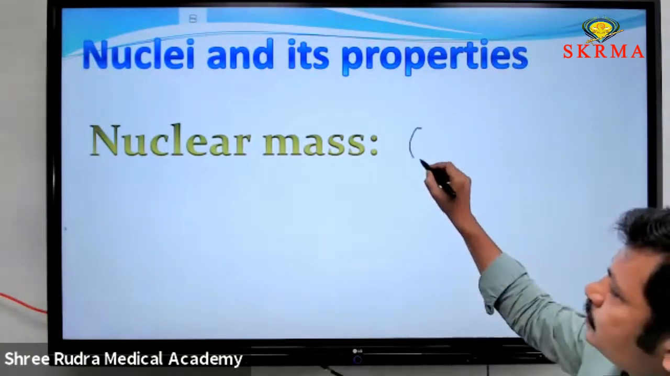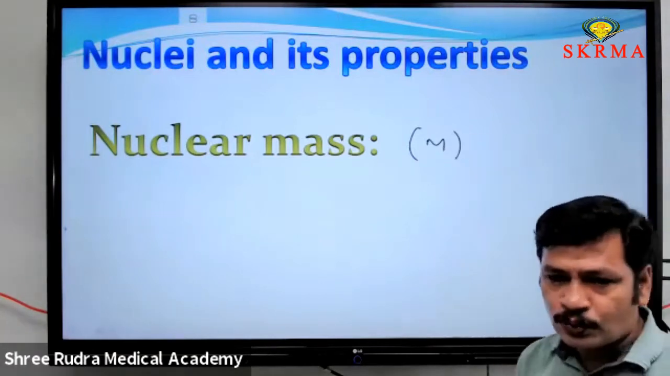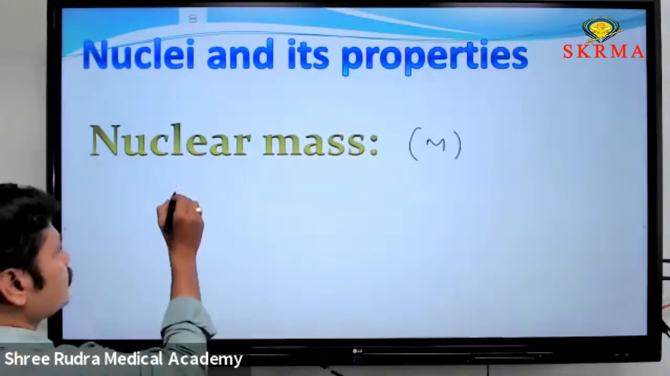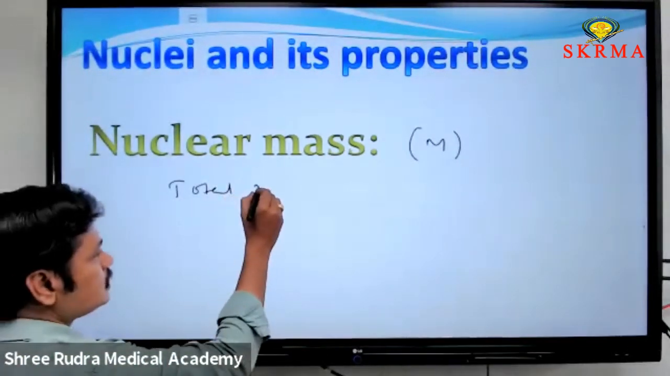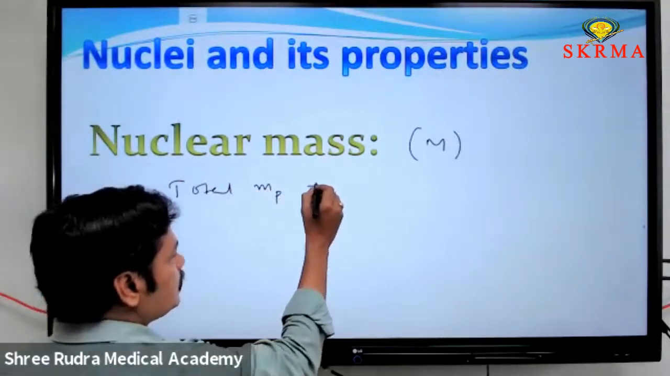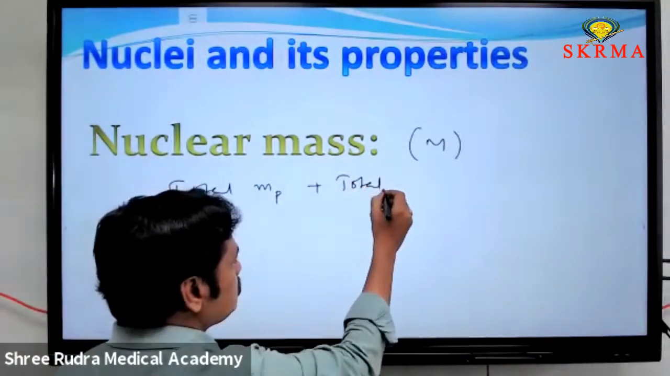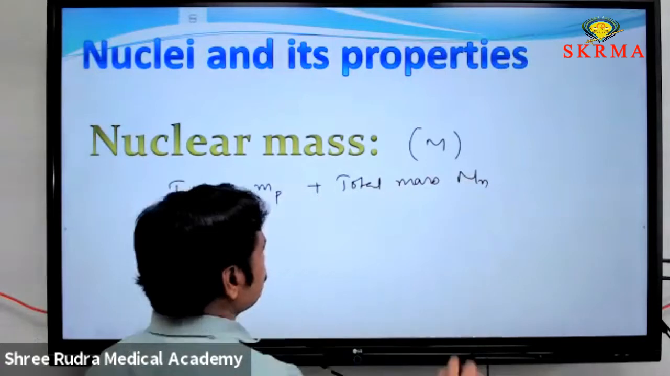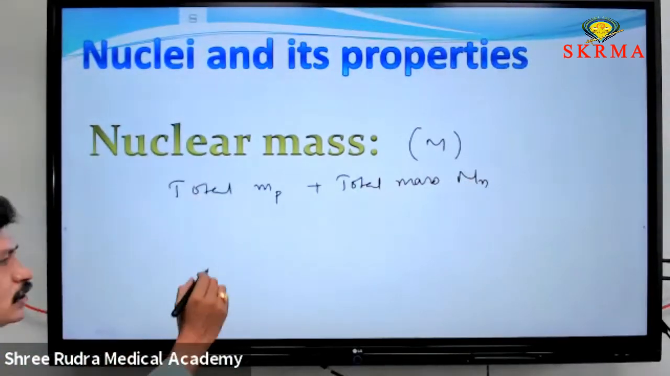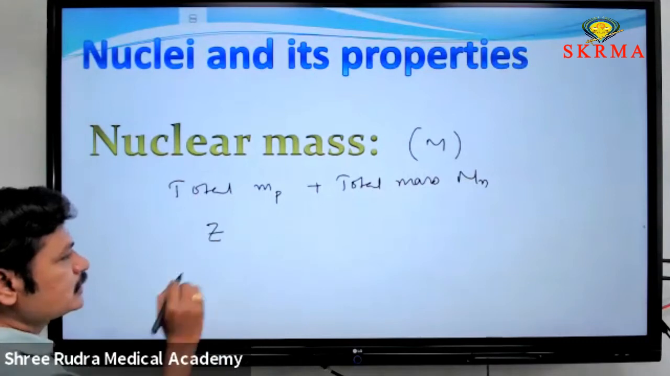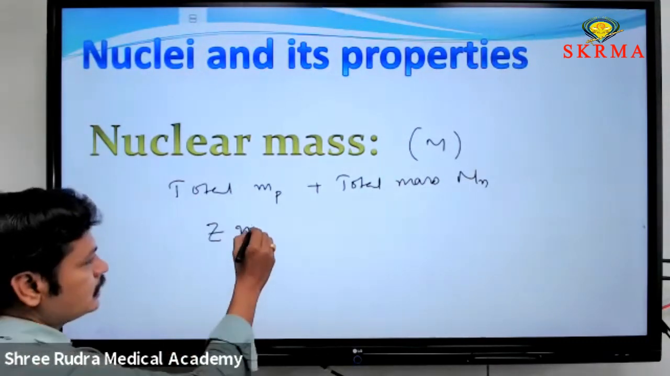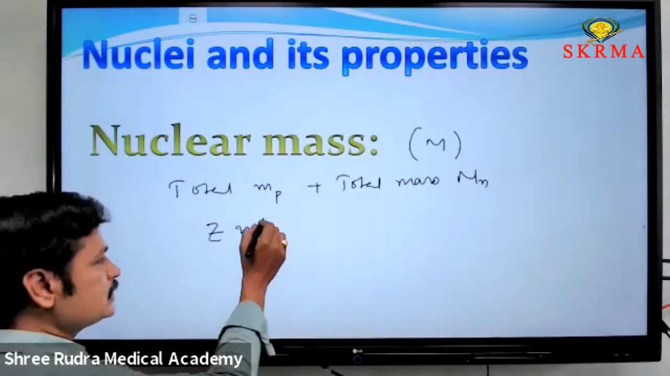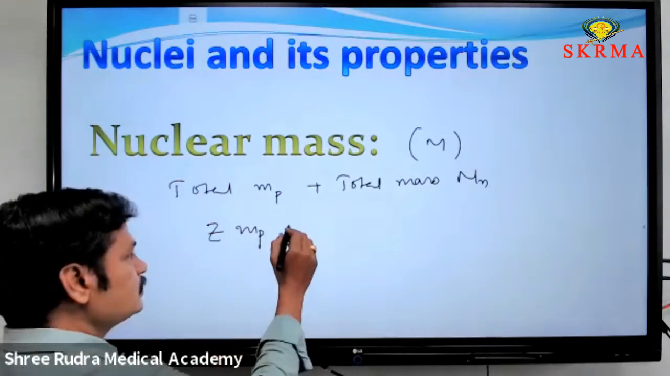The nucleus mass is represented with capital M. What is capital M? Capital M is nothing but the total mass of protons plus the total mass of neutrons. Here the total number of protons is Z. That's why Z is the number of protons. Each proton mass is Mp. This gives us the total mass of protons inside the nucleus.